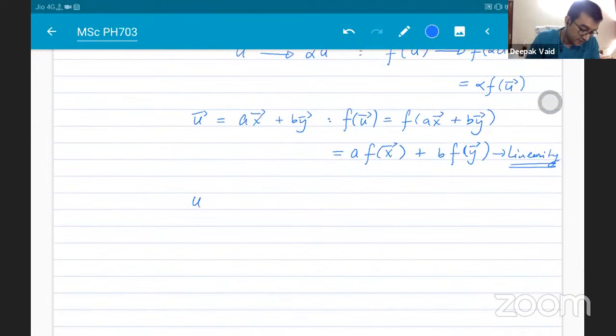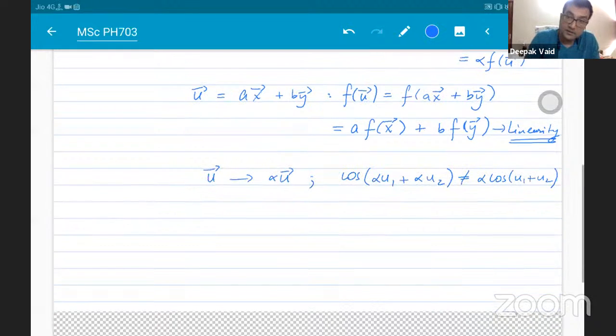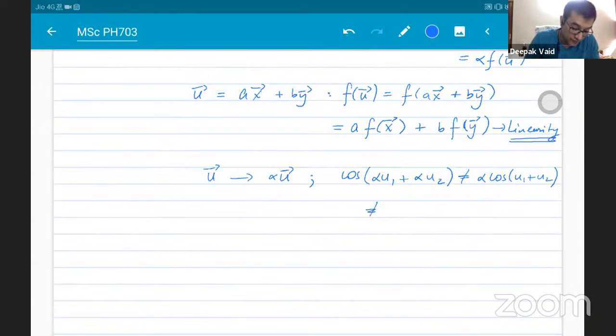They are not linear, because if I take u to alpha u, what happens to the cosine functions? That example I gave you, cosine of alpha u1 plus alpha u2, right? This is not equal to alpha times cosine u1 plus u2, right? And it's also not equal to alpha cosine u1 plus alpha cosine u2, right? It is not linear in its arguments.